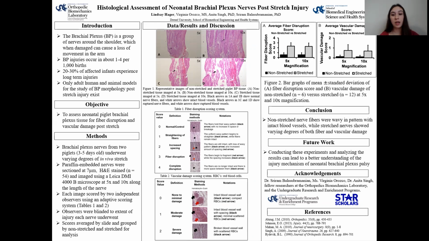In conclusion, non-stretched nerve fibers were wavy in pattern with intact blood vessels, while stretched nerves showed varying degrees of both fiber and vascular damage. As for future work, conducting these experiments and analyzing the results can lead to a better understanding of the injury mechanism of neonatal brachial plexus palsy.